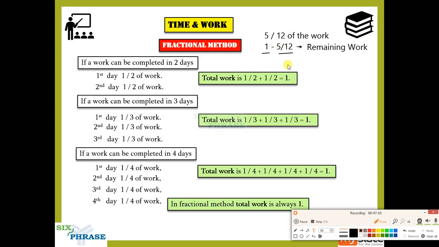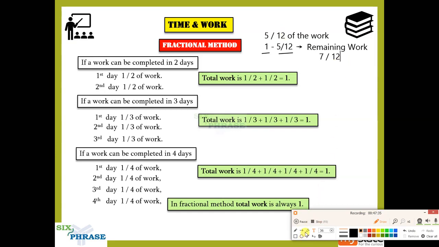Okay, after some practice, you don't need to use this one, guys. The answer for this is actually 7 by 12, the remaining work. After some practice, what you do is you just subtract these two numbers. What is 12 minus 5? 7, right? So put that 7 in the numerator and put the same 12 in the denominator. That's it. So that is your remaining work.